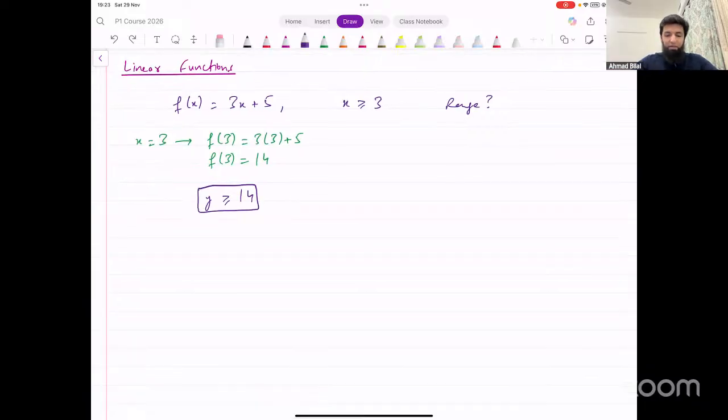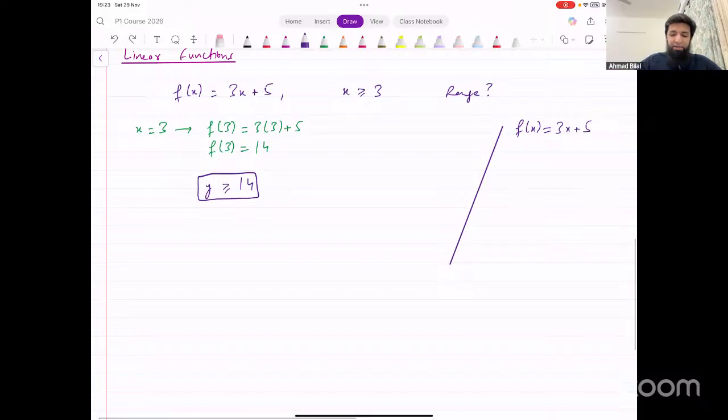So let's try doing it here as well. What does the graph of this function look like? It's f of x equals 3x plus 5. It's a positive gradient line, so it would look something like this. They are saying x is greater than or equal to 3. So horizontally, they are saying there is some point on this line when x is equal to 3. The domain of the function is that you have to be to the right of 3. So basically, all the values to the right of this. That's the domain of this function.